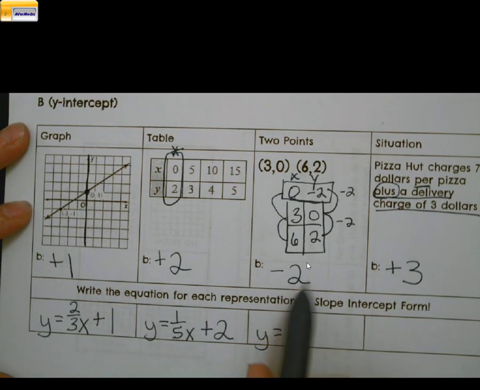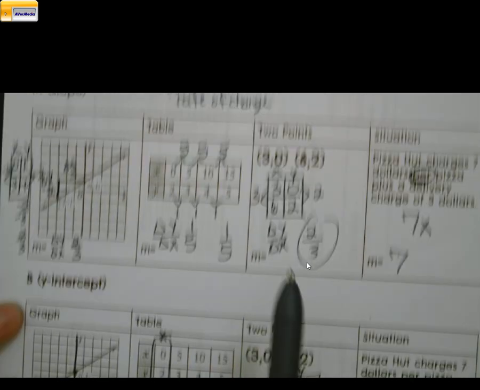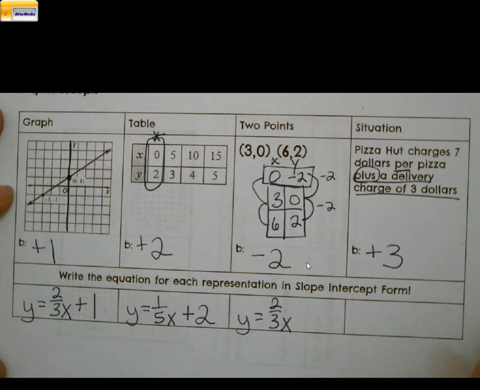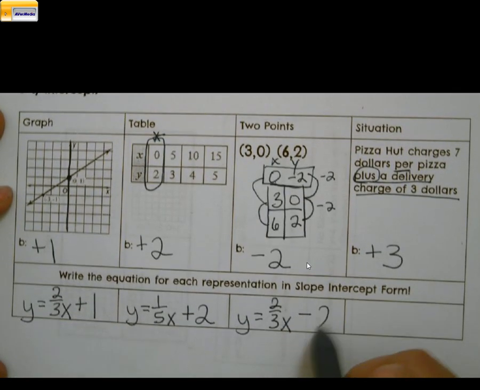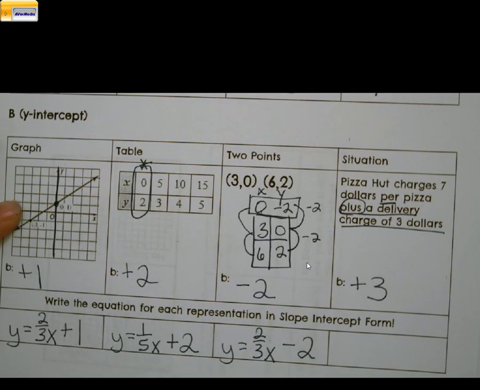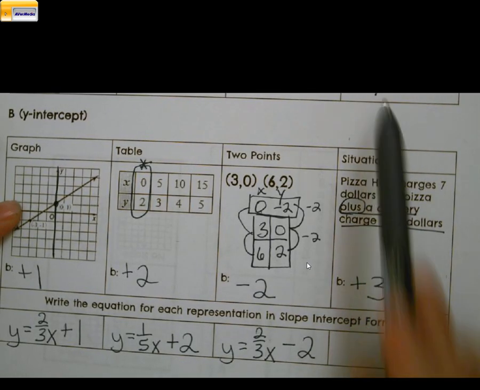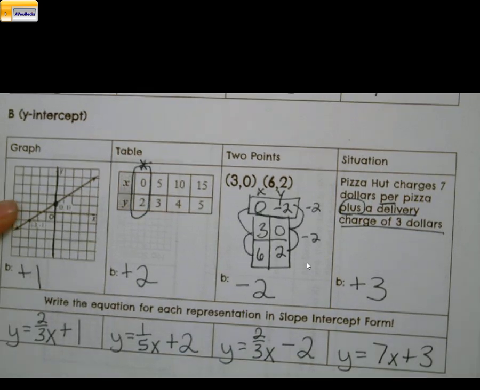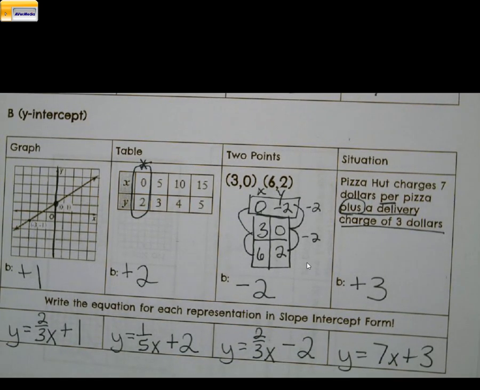In this case, instead of plus b, how it has up here y equals mx plus b, sometimes it can be minus. So in this case, I'm actually starting at a negative 2, so my y-intercept is negative 2. And then my last one, I have a slope of 7, y-intercept of plus 3. Y equals 7x plus 3. And you're going to be doing some practicing with slope and y-intercept.